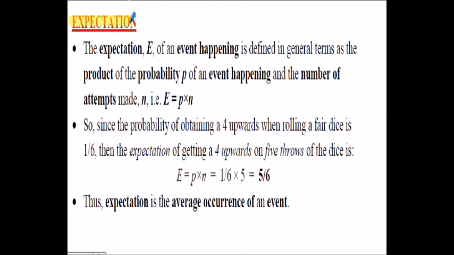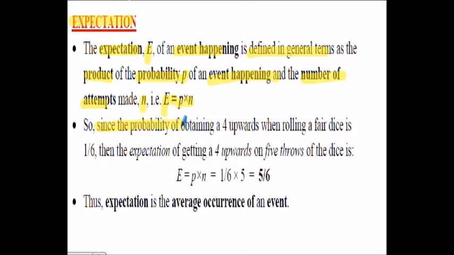Okay, let's define expectation. The expectation, often given the symbol capital E, of an event happening is defined in general terms as the product of the probability P of the event happening and the number of attempts made, usually symbol N. So expectation is E equals P times N, the product of P and N.